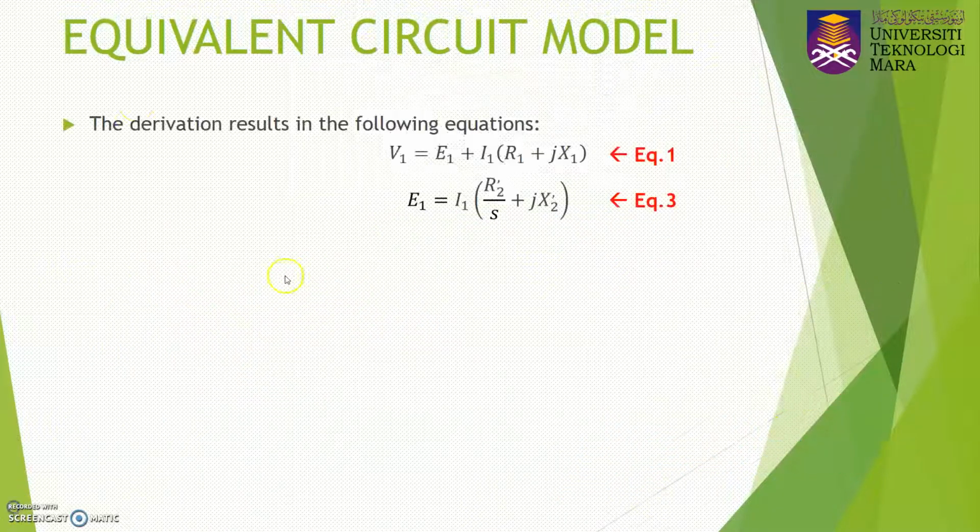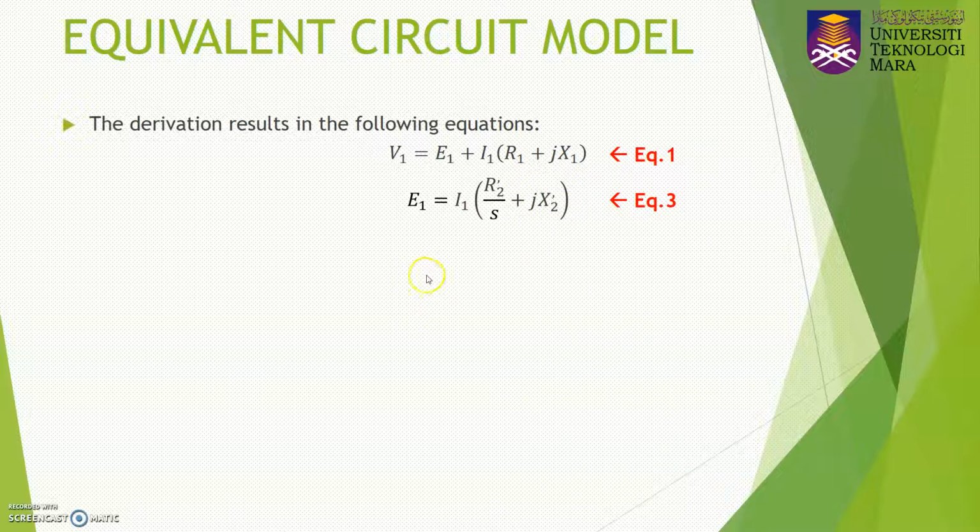Based on the derivation that we have done in the previous slides, we have the following equations. Equation 1 is considered the stator voltage equation: V1 is equal to E1 plus I1 multiplied by R1 plus JX1. Then we have equation 3, where E1 is equal to I1 multiplied by R2 prime divided by S plus JX2 prime. R2 prime is the rotor resistance referred to the stator side, and X2 prime is the rotor reactance referred to the stator side.